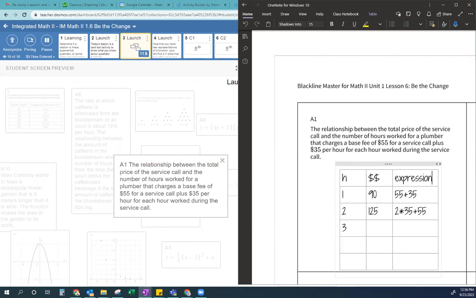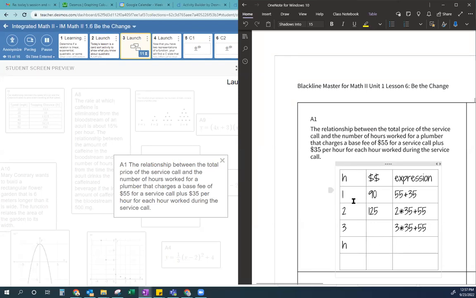So again, I need you in the chat. For those of you who are not doing it, I need you in the chat. Okay, so I don't really care about this. I'm going to care about this. This is going to be 3 times that 35 plus my 55. Do you guys all see this expression now forming here? Someone said, Ms. Johnson, I think it's going to be $160. I think so. So here's what I really want to know. For H hours, what is my expression?